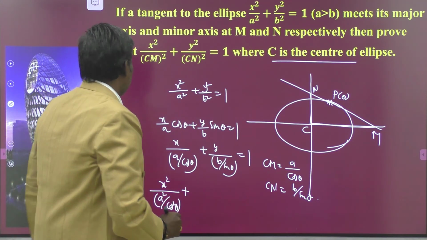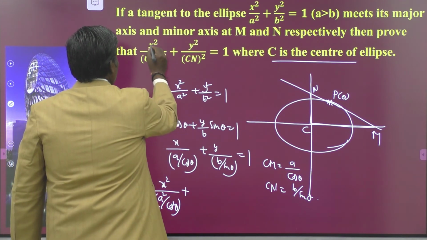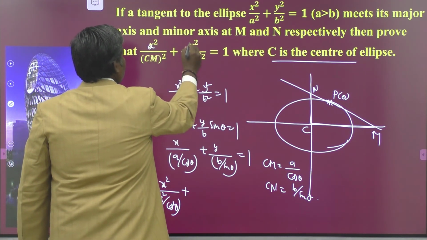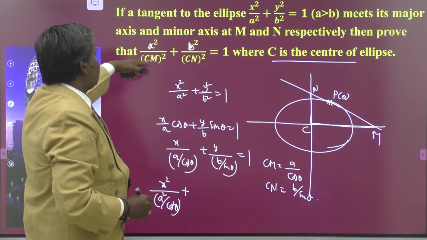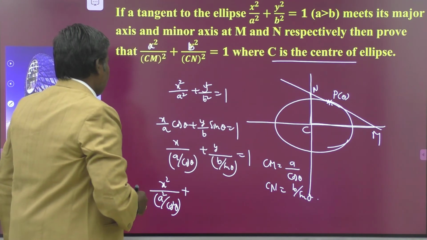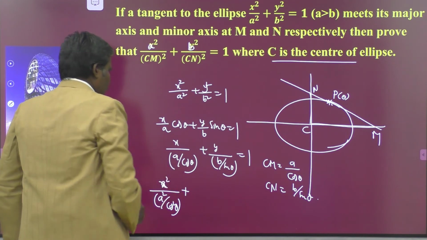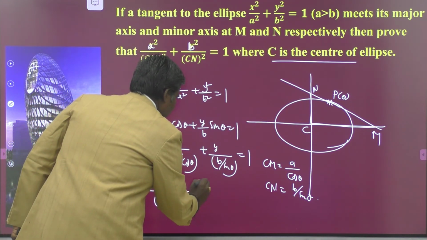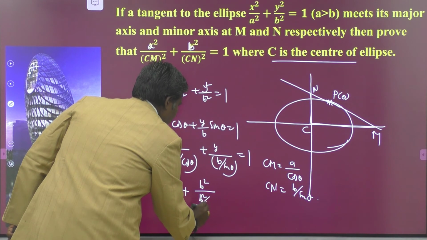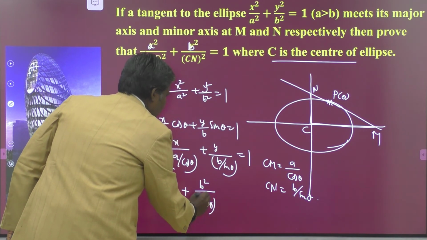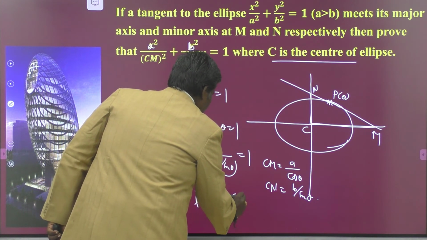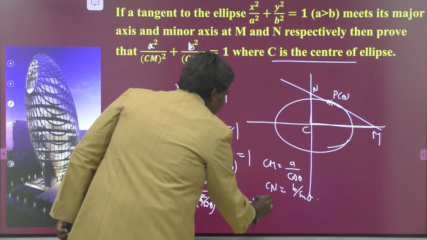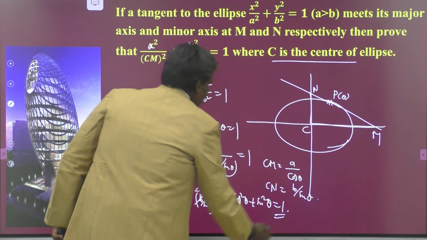Plus, this is a square by cos square theta. This is b square by sin square theta. A small correction is there. This is a square by cos square theta, and this is b square by sin square theta. So this is a square by a square cos square theta and b square by b square sin square theta. B square and a square get cancelled. We have cos square theta plus sin square theta. What is the value? That is 1.